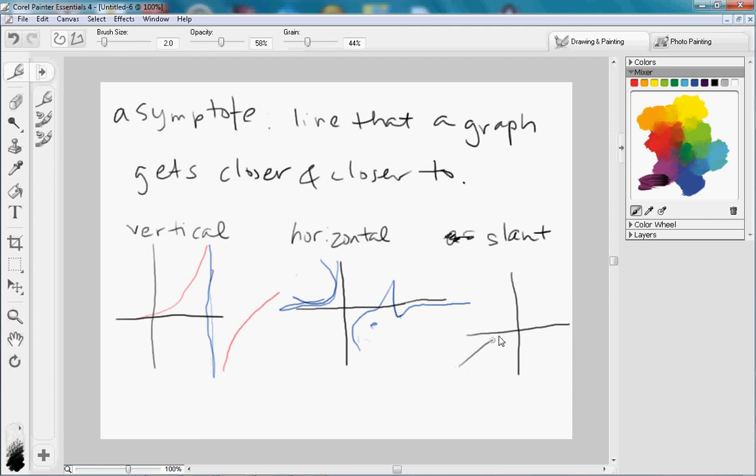Okay, so based on this, we're going to go back to the functions that you've been working on, and we're going to add boundedness and asymptotes to them.